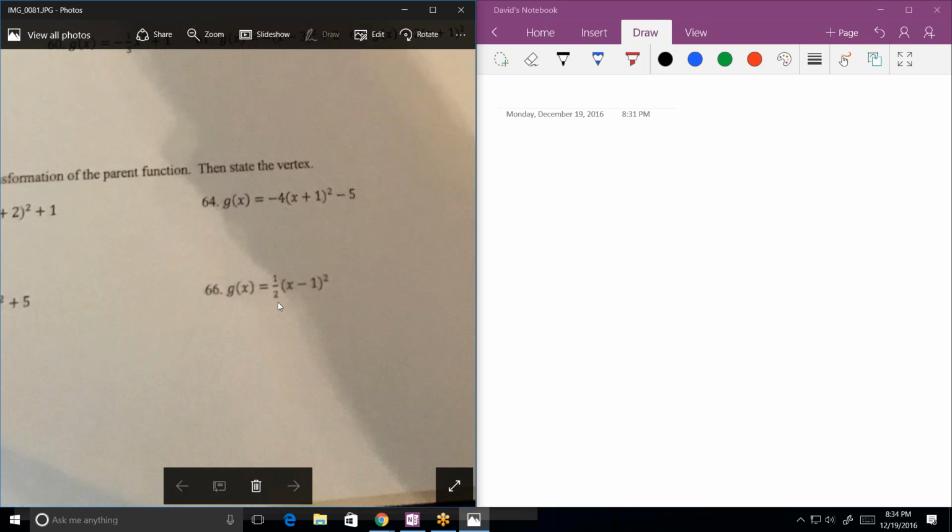What's the minus one do? Which means it's being shifted right 1. Good. And what's its vertex? And it's in vertex format, is it? Okay. 1, comma 0. Good. Cool. All right. That it?